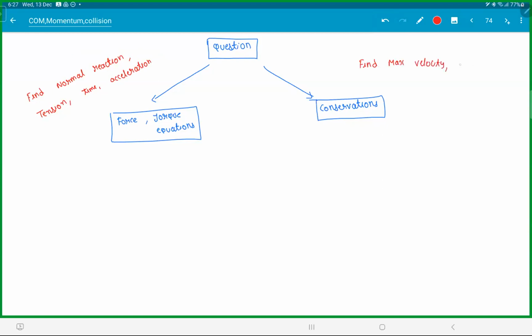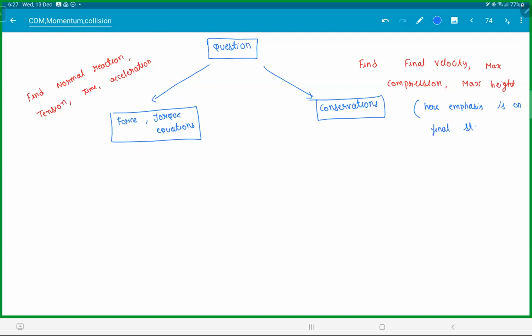Find velocity at that position. Or they say find final velocity. Max compression, max height. If you look at these words, the question is always about finding something after some point. They don't care what is happening in the middle. They're always bothered about the final. So here the emphasis is on the final state.